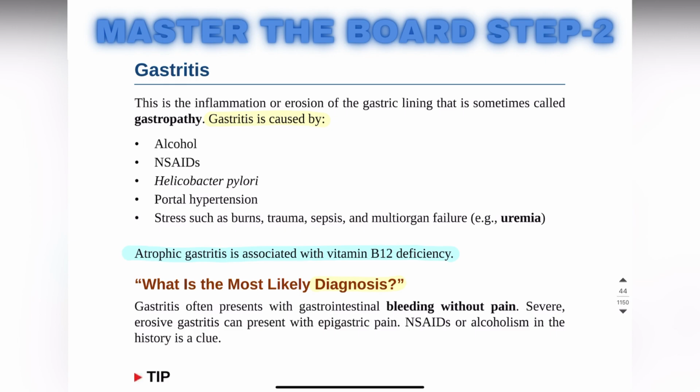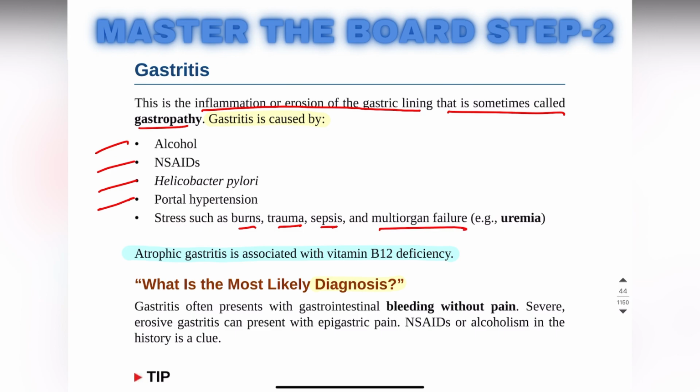So today the topic of study is gastritis. What is gastritis basically? It's the inflammation or erosion of the gastric lining that is sometimes also called gastropathy. And what causes gastritis? Alcohol, NSAID use, Helicobacter pylori, portal hypertension, and stress factors such as burns, trauma, sepsis, and multi-organ failure can cause gastritis.